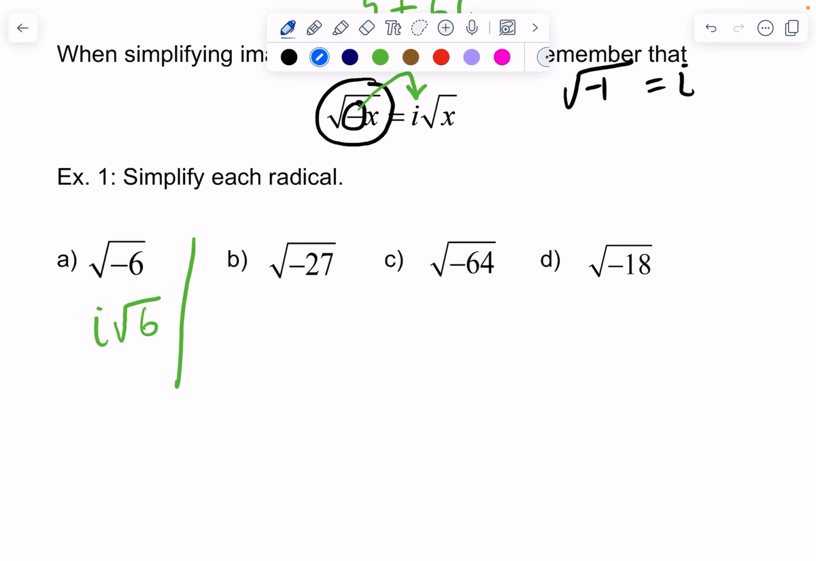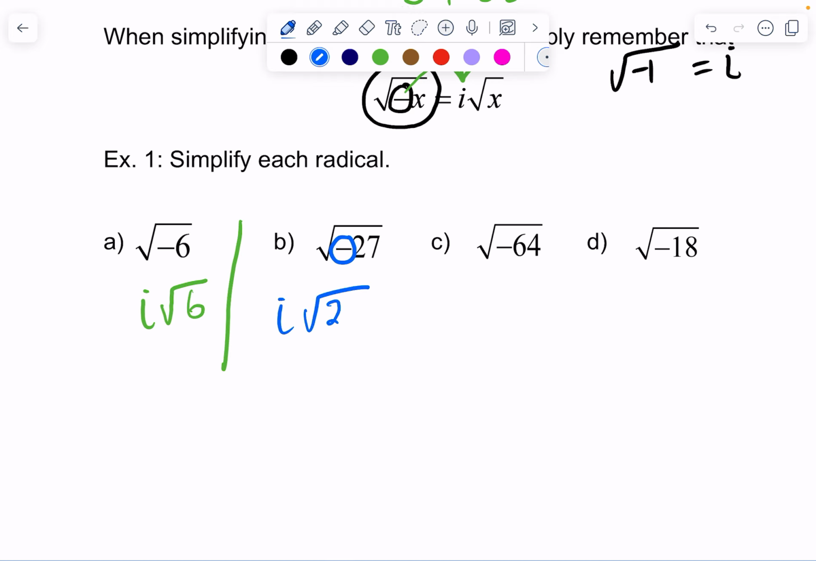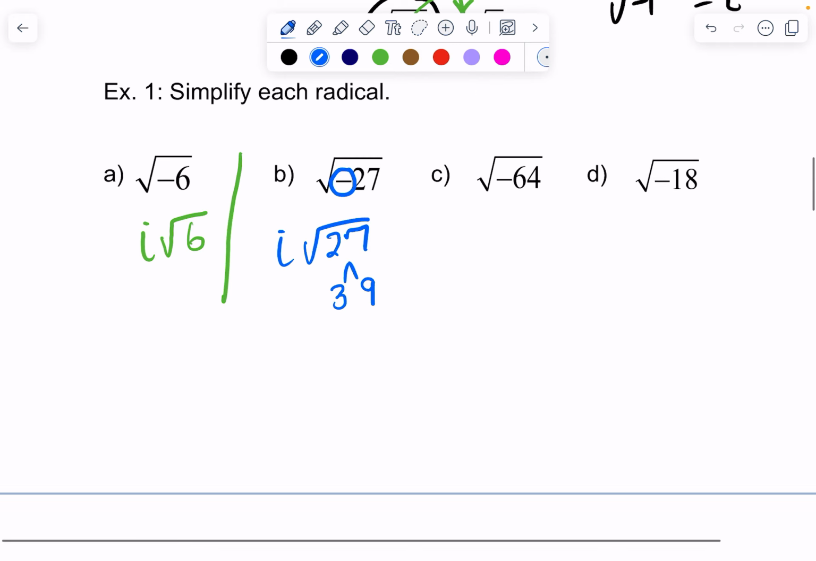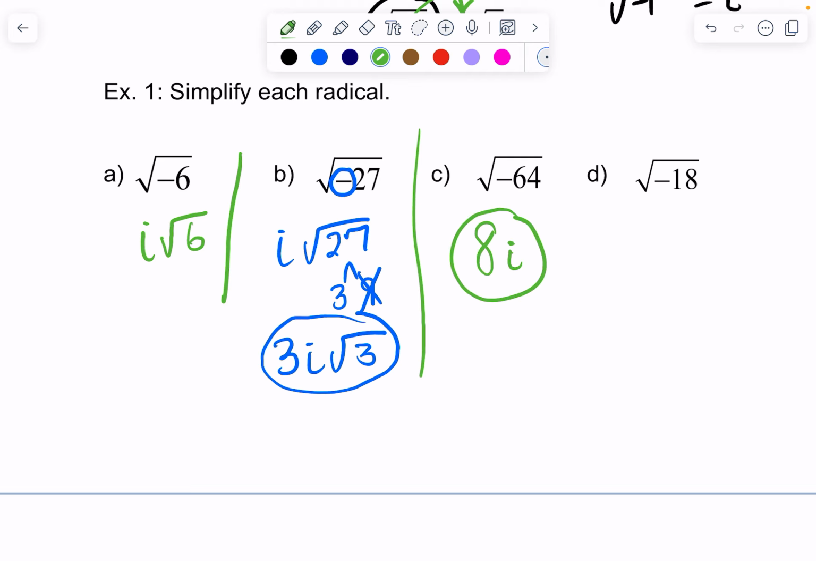Square root of -27. First thing I'm going to do is get rid of that negative inside of the radical. So that's going to become an i, times the square root of 27. And now I can go ahead and break this up. This is 3 times 9. Square root of 9 is 3. So I've got 3i with a leftover of 3 inside the square root. Square root of -64. Well, that's just straight up 8i. Why? Because the square root of -1 is i and the square root of 64 is 8.